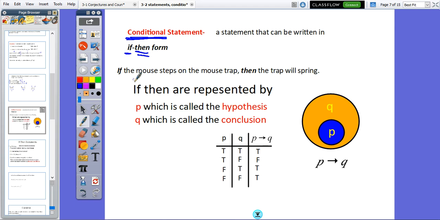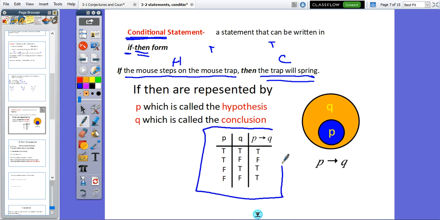So for example here, our P statement now is our hypothesis. Our if statement: if the mouse steps on the trap, that's our hypothesis, then the trap will spring. This is our conclusion. That's the conclusion that we create. So again, this is kind of like our conjecture. We're saying, hey, this is going to happen if the original thing happened. So if a mouse steps on the trap, let's say the mouse did step on the trap, so that's a true value, then the trap will spring. The trap sprung. That's what we hope.